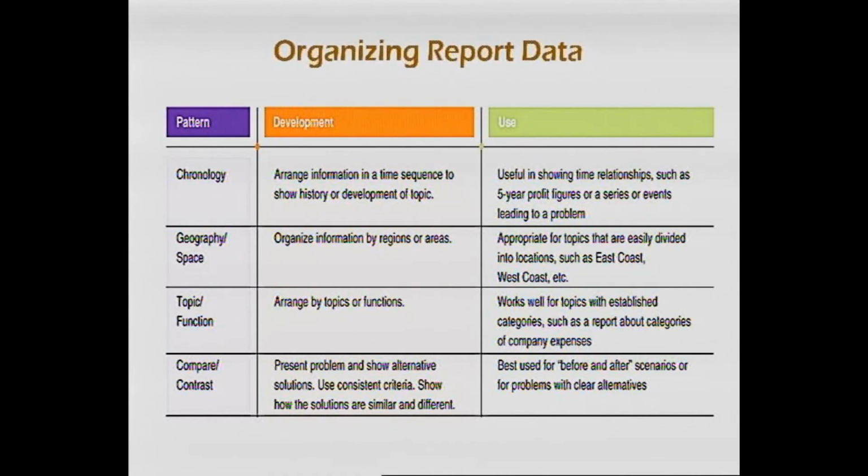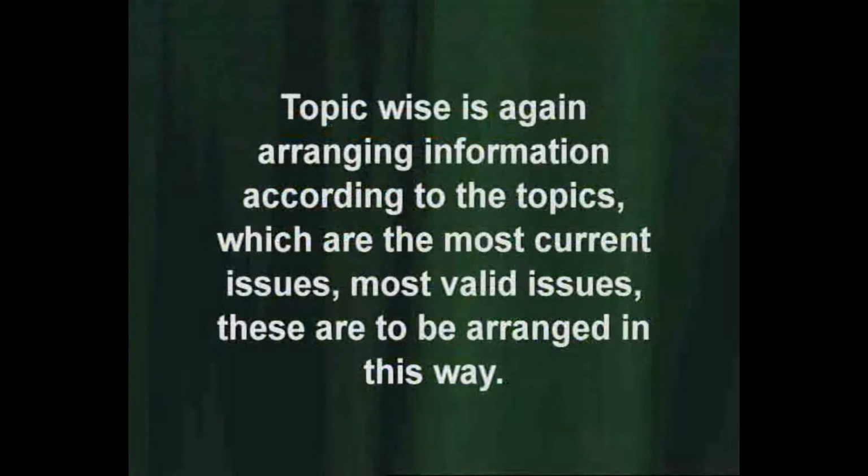This is the way of sequencing the information from time base or decade base. Then geography is basically space wise. You try to organize information by region wise. Region is, for example, the African regions, or the northern region of India or the southern region of India. Then topic wise. Topic wise is again arranging information according to the topics which are the most current issues, most valid issues. These are to be arranged in this way.